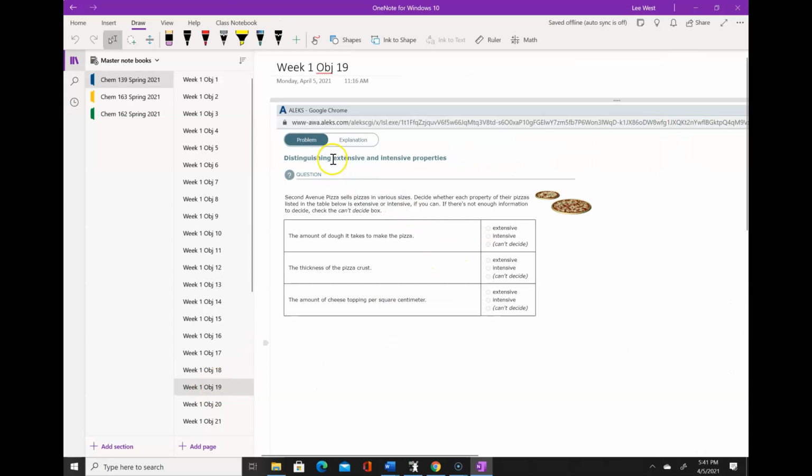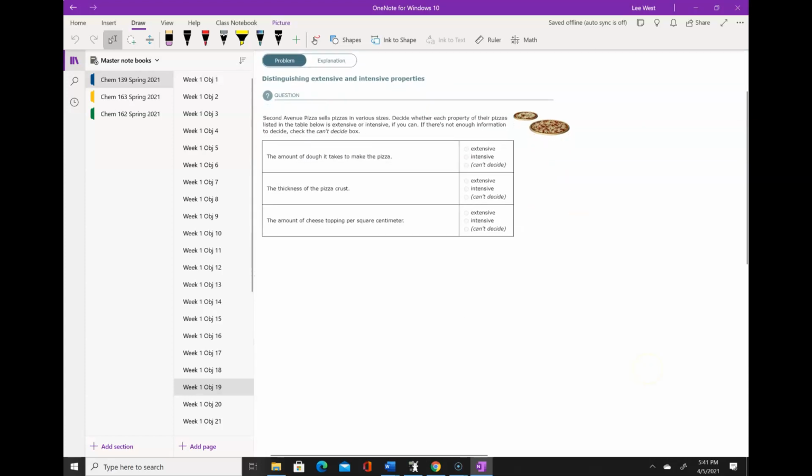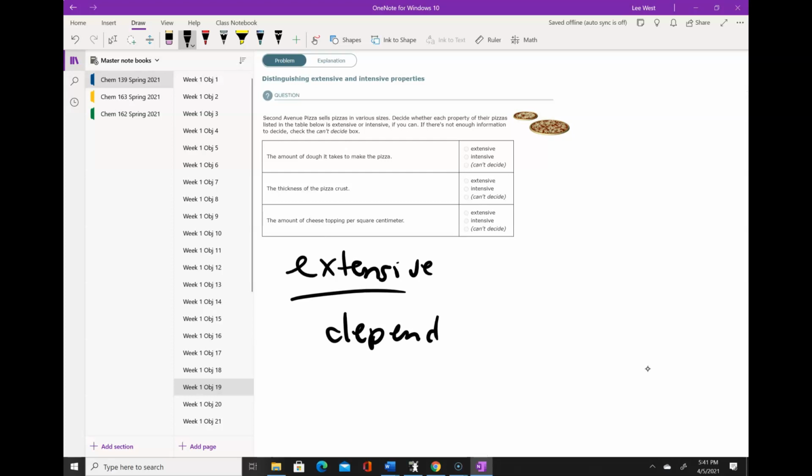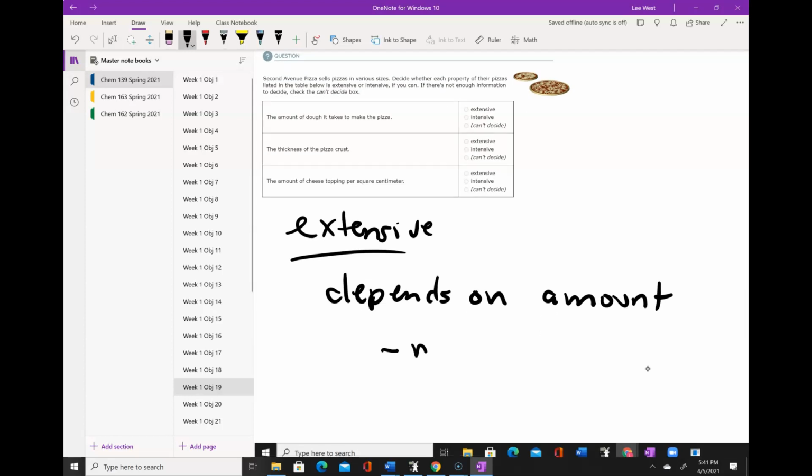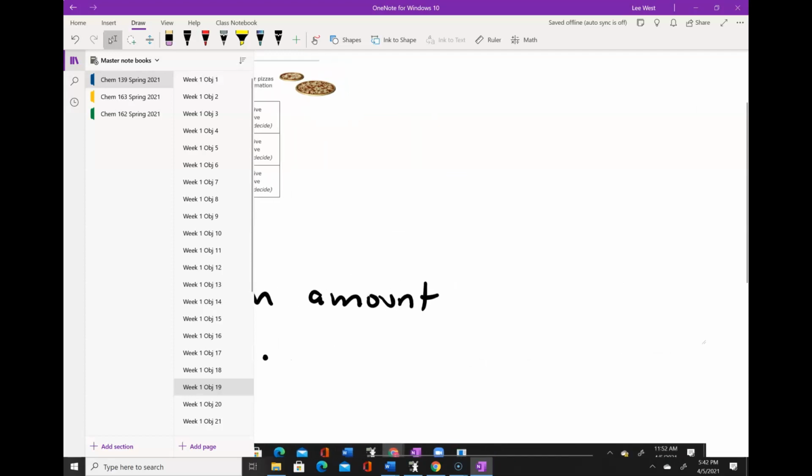This is about distinguishing extensive and intensive properties. So, what is an extensive property? An extensive property depends on amount. The classic one would be mass. The more you have, the bigger the mass, right? That's a classic extensive property.